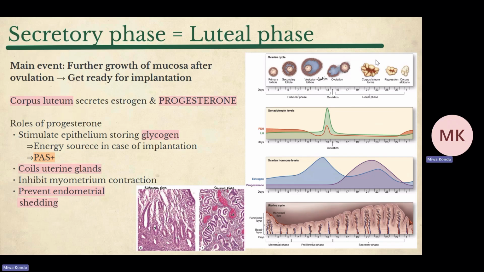Next is the secretory phase, also known as the luteal phase. After ovulation, the follicle becomes the corpus luteum, which secretes progesterone along with estrogen. Progesterone plays a key role by stimulating the epithelium to store glycogen, an energy source in case of implantation, making the epithelium PAS positive. It also causes the uterine glands to coil, inhibits myometrial contractions, and prevents unnecessary endometrial shedding.